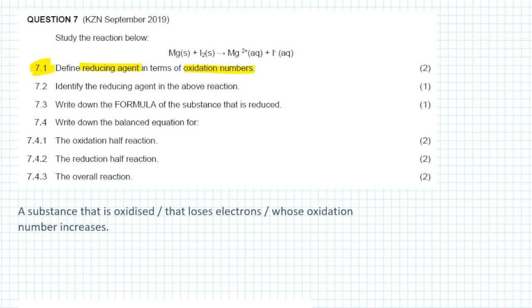Remember, the reducing agent is the substance which itself undergoes oxidation. Oxidation is the loss of electrons, and therefore when we define this in terms of oxidation number, we say it is a substance whose oxidation number increases. We leave out everything in between. If you include that, you're going to get 0. You just write down for 2 marks, it is a substance whose oxidation number increases.